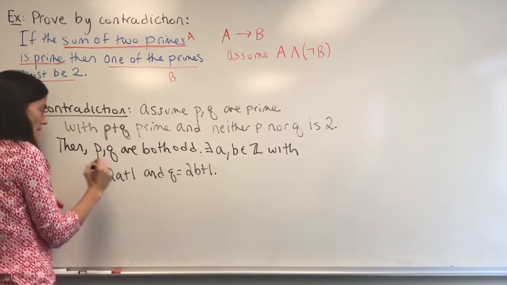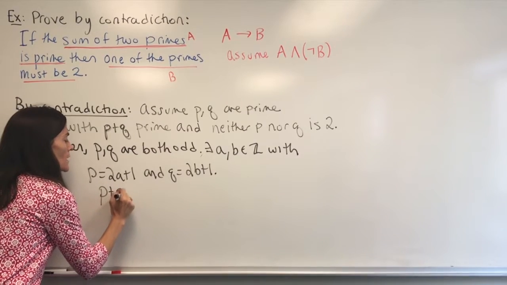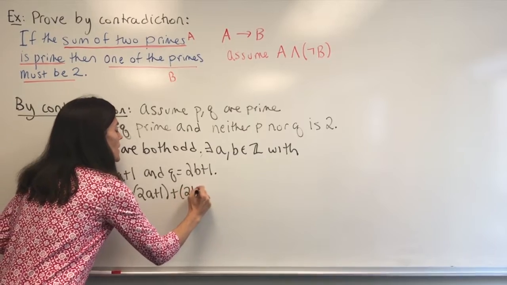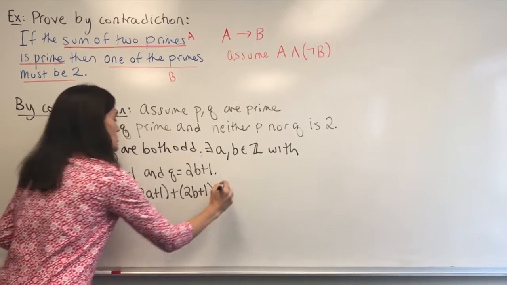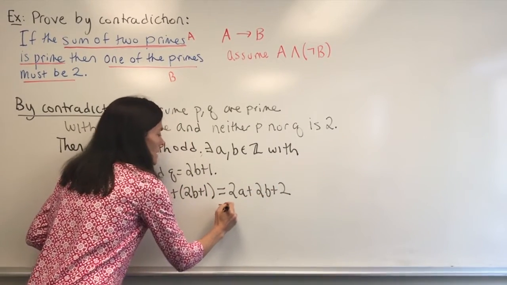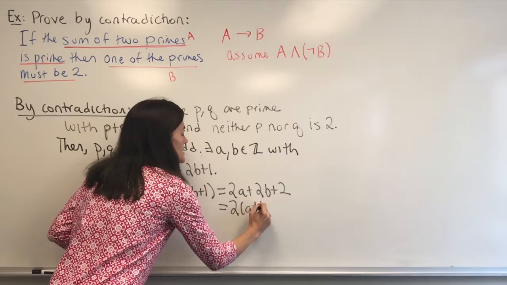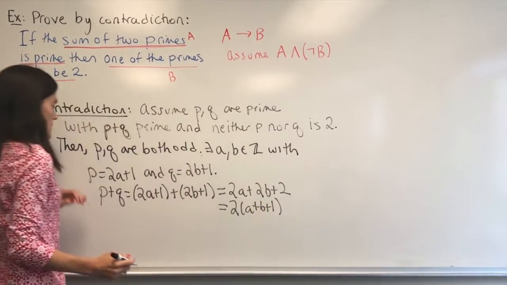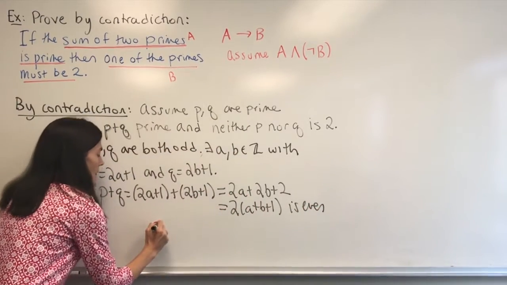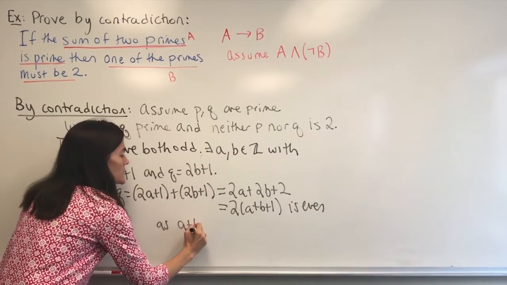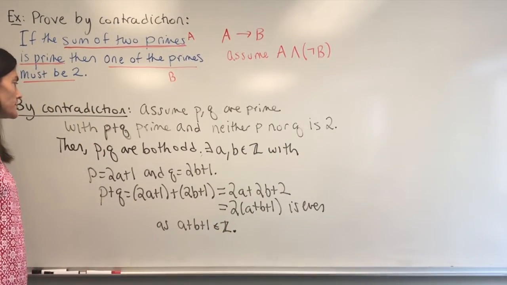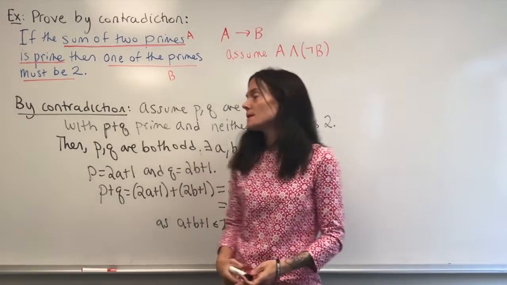Okay, very good. So then P plus Q is 2A plus 1 plus 2B plus 1, which is 2A plus 2B plus 2. But look here, this is 2 times (A plus B plus 1). So this sum is even, as A plus B plus 1 is an integer. This is where we'll see we have a problem.